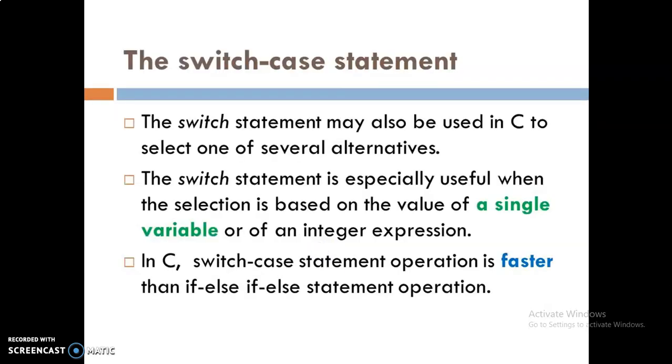The switch statement may also be used in C to select one of several alternatives. For example, if you take the if else, you have only two choices, the true part or the false part. If you take nested if statements, you have two or three choices to select. If you choose an if else ladder, you can add any number of choices. Like that, the switch statement is also used to select one of several alternatives.